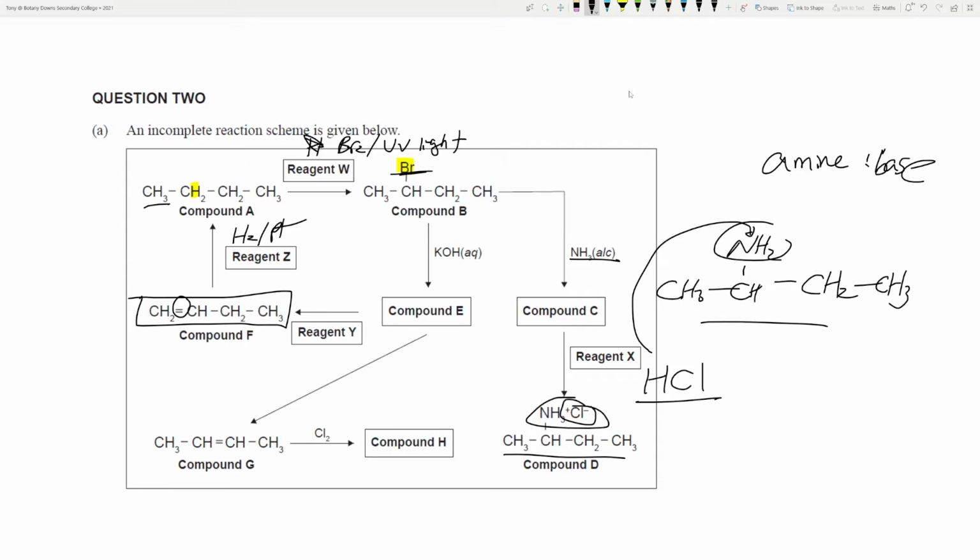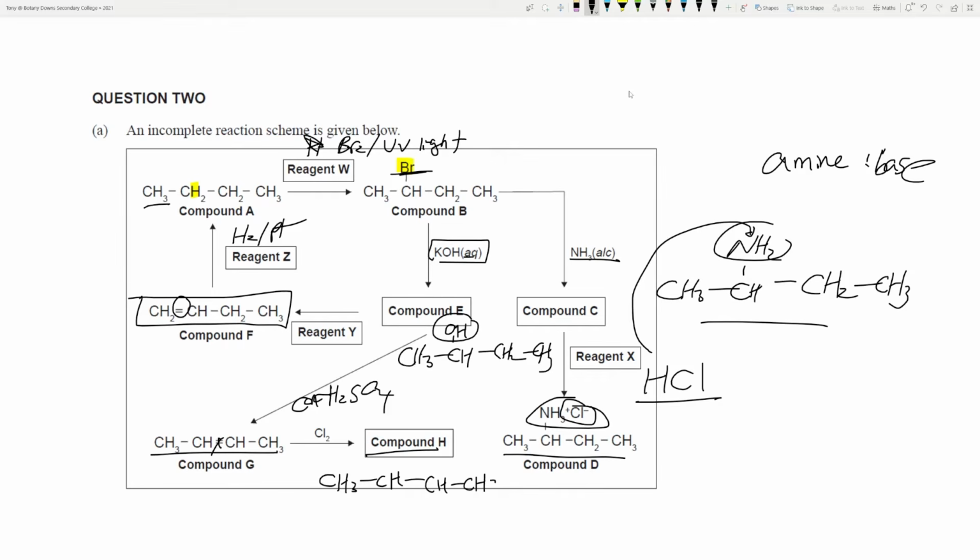Okay, so from looking over here, Br, KOH aq. When it's aq, you simply replace the Br with an OH, and everything else stays the same. And then when you turn the OH into butene, this is an elimination reaction. So you use concentrated H2SO4. Okay, and last one, compound H. Again, you break the double bond, always break the double bond if you have an alkene, and then put the Cls onto there because you're adding 2 chlorines.